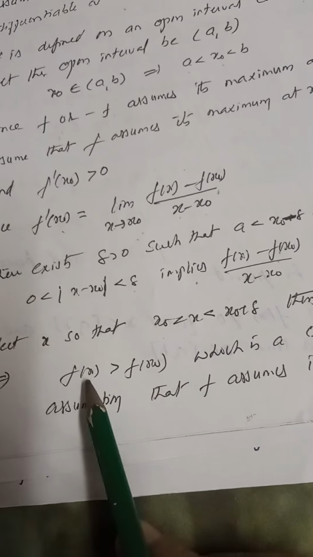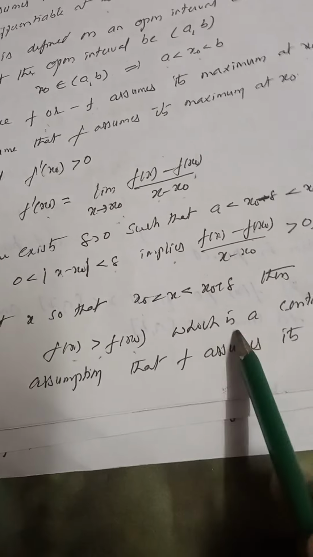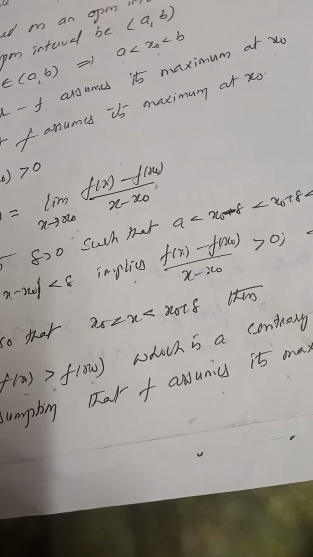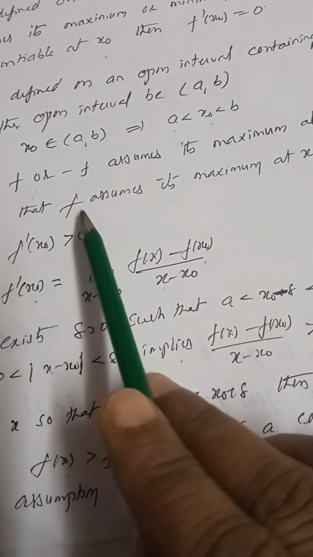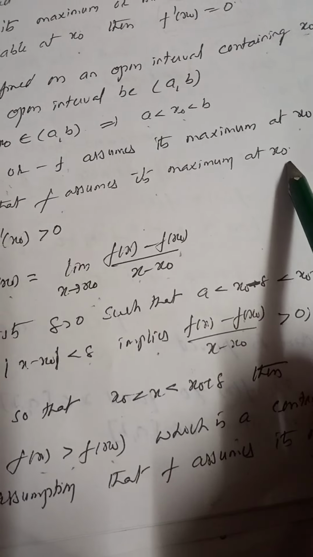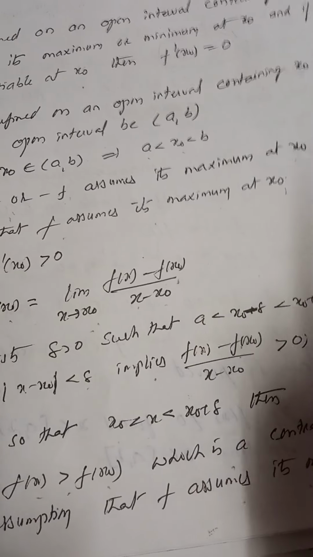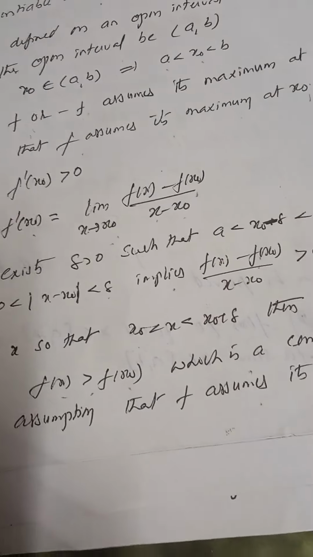Now then, f of x is greater than f of x naught or not? Yes, which is a contradiction to our assumption that f assumes its maximum at x naught. Our assumption is that f assumes its maximum at x naught. F has the maximum value at x naught only. But here we are getting f of x greater than f of x naught, which is a contradiction, right?